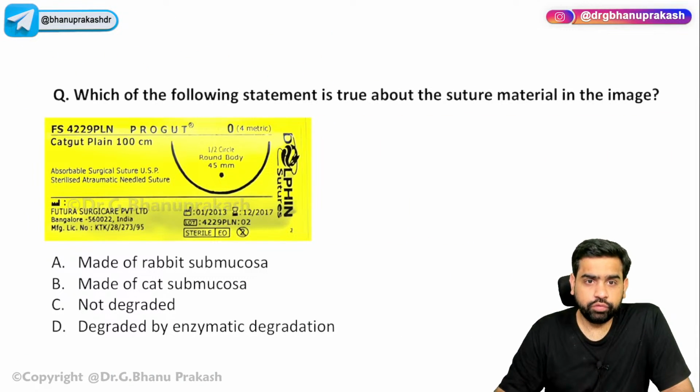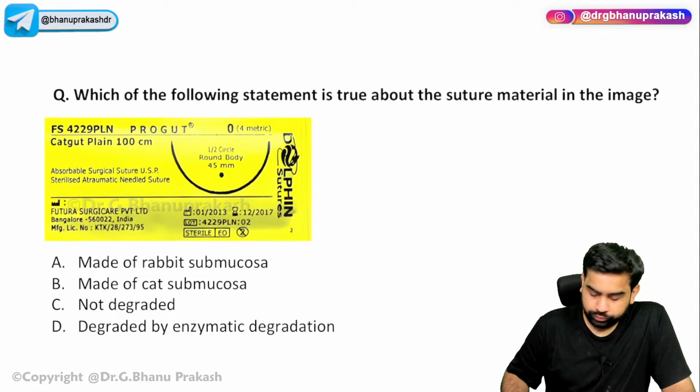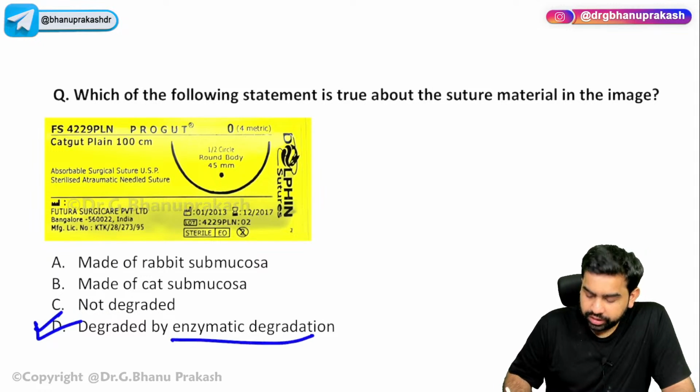Which of the following statements is true about the suture material in this particular image? What are you basically seeing in this image? You are seeing a catgut suture. Which of these is true about this? The options are: made by the submucosa, non-degraded, degraded by enzymatic degeneration. So yes guys, the answer over here is D, that is, degraded by enzymatic degeneration.